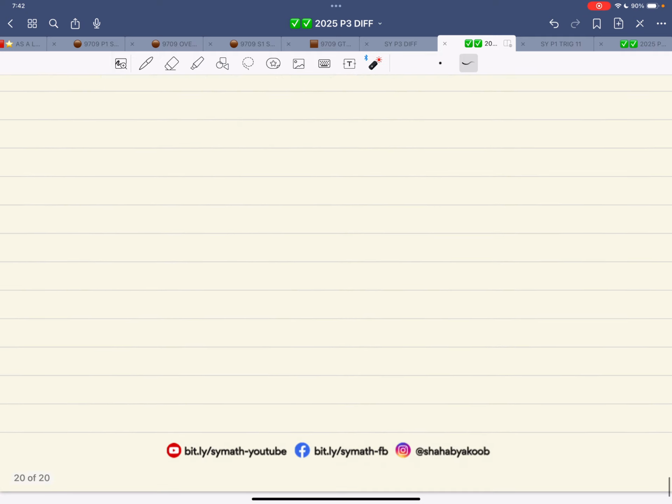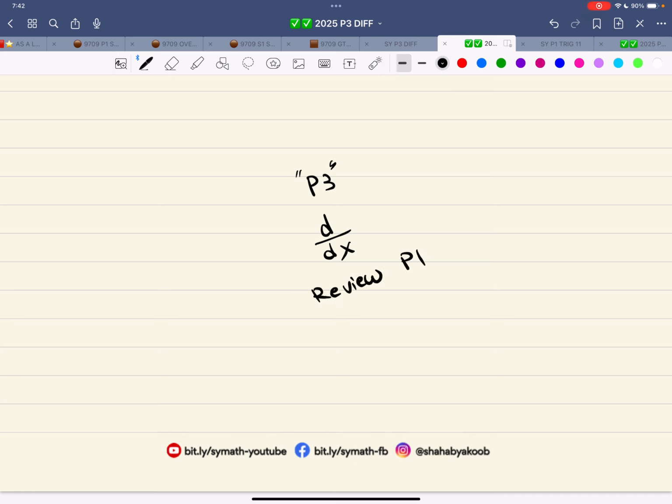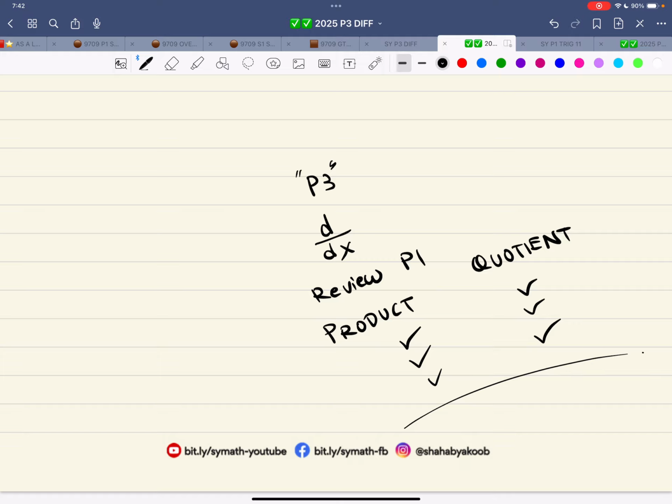So now we are done and dusted. So this is P3. This is differentiation. We reviewed the basic of P1, and then we did 3 examples of each, the product rule and the quotient rule. So 3 examples of this, 3 examples of this, and we are all set for things to come.